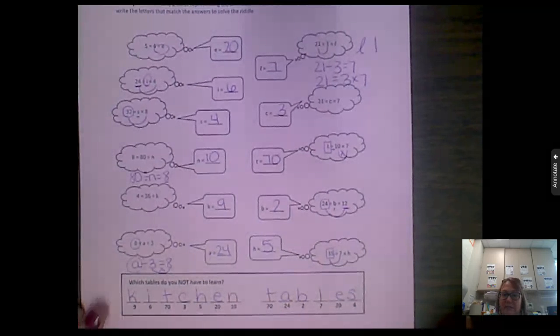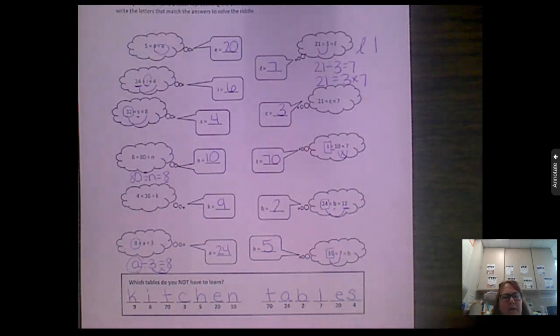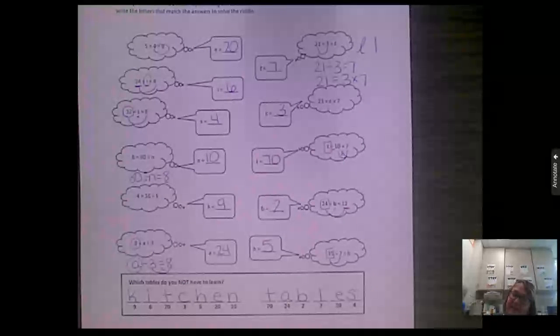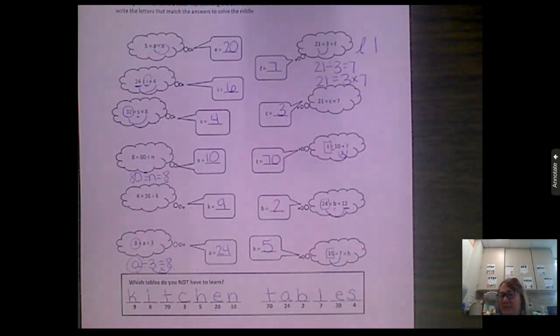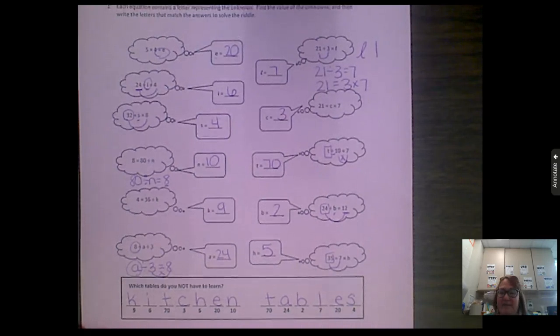Let's look at this. We solved our riddle. So kitchen tables. Which tables do you not have to learn? Kitchen tables. So when we learn our multiplication facts, those are called your times tables, your multiplication tables. So which tables do you not have to learn? The kitchen tables. Do you think it's funny? It's silly, right? A little bit silly. Okay. So good job. Was that fun?